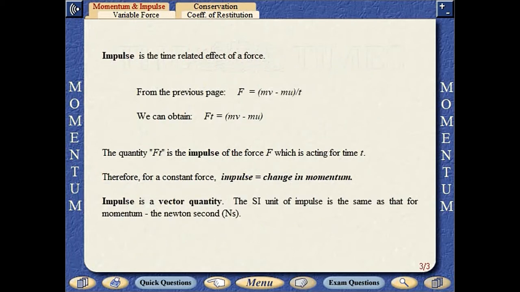Impulse is the time-related effect of a force. The quantity Ft is the impulse of the force F, which is acting for time t. Impulse equals the change in momentum. Impulse is a vector quantity. The SI unit of impulse is the Newton second.